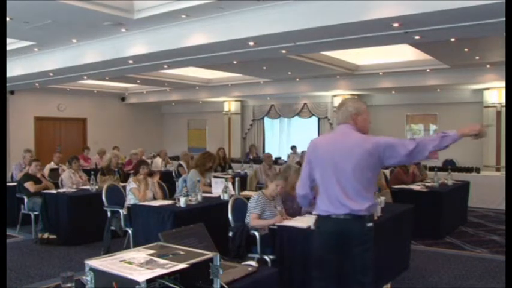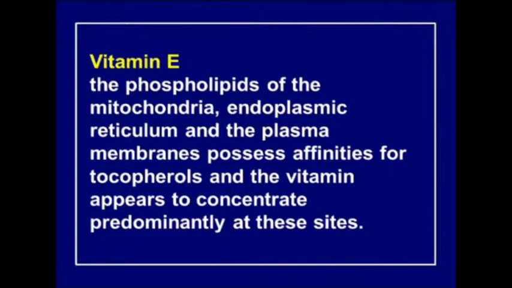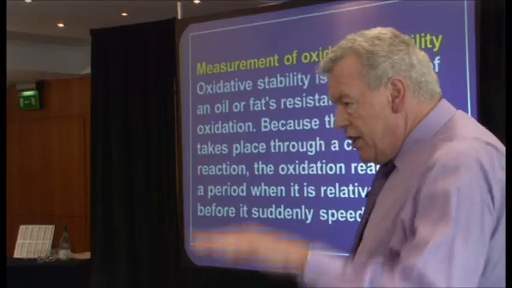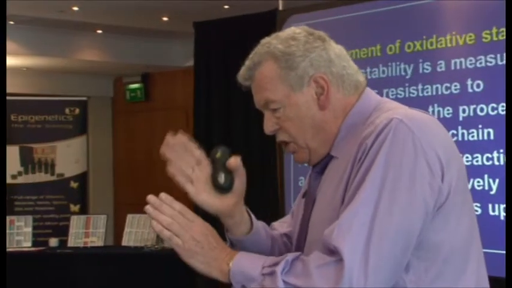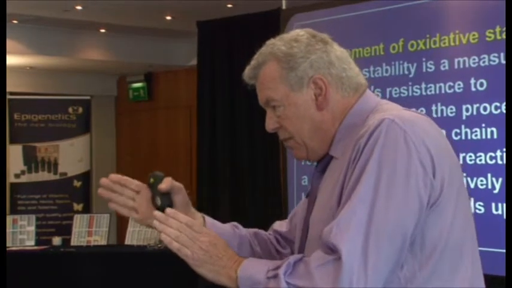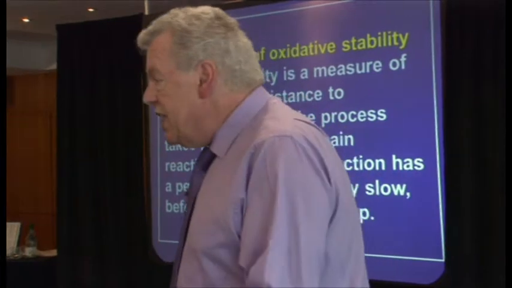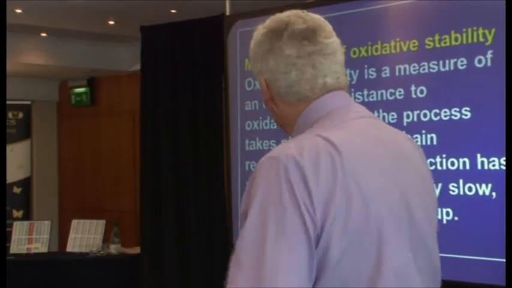Now, vitamin E. Phospholipids of the mitochondria, endoplasmic reticulum, and membranes possess affinities for the tocopherols, and the vitamin appears to concentrate predominantly in these sites. Now, measurement. Oxidative stability is a measure of an oil or fat's resistance to oxidation. Because the process takes place through a chain reaction, the oxidation reaction has a period when it is relatively slow. In other words, the tocopherol is taking it up, so the oil doesn't become rancid, only small bits, before it suddenly speeds up. Once the E is used up, the oil goes rancid very quickly.